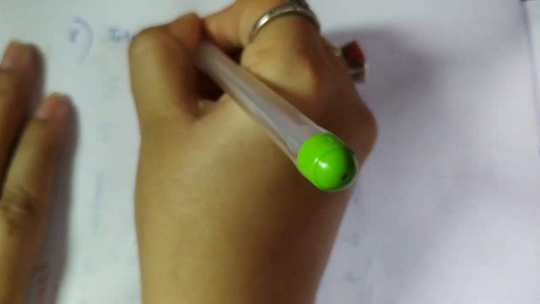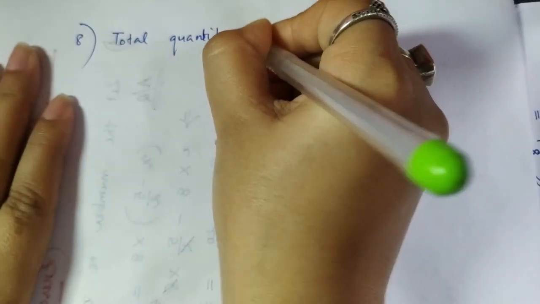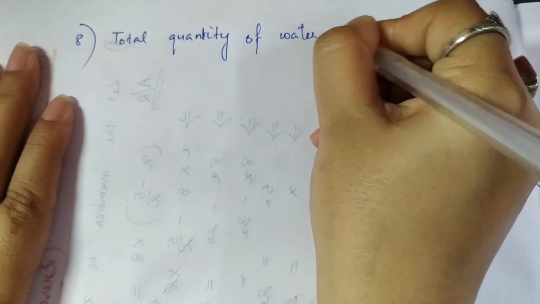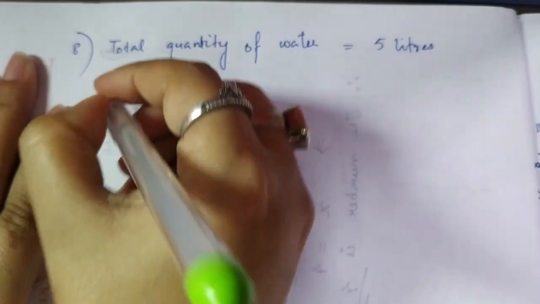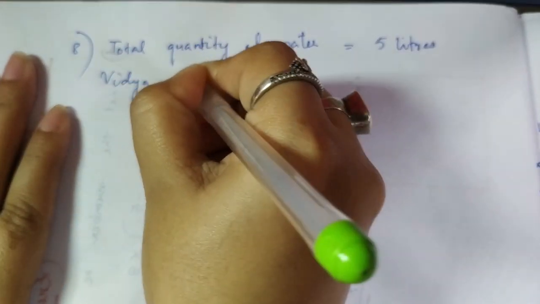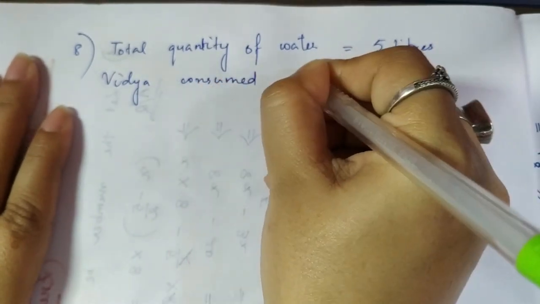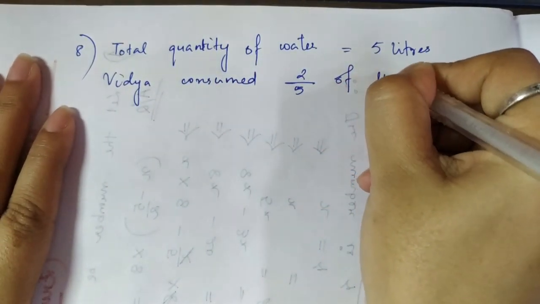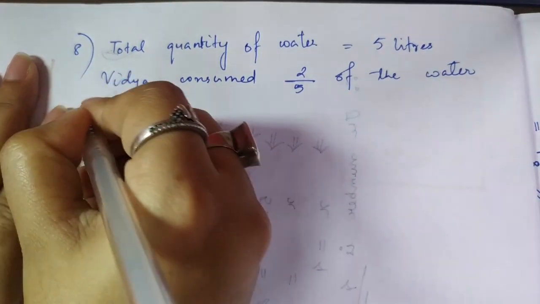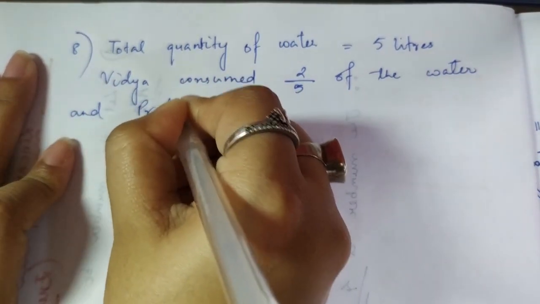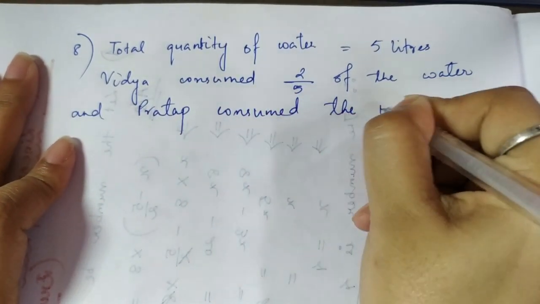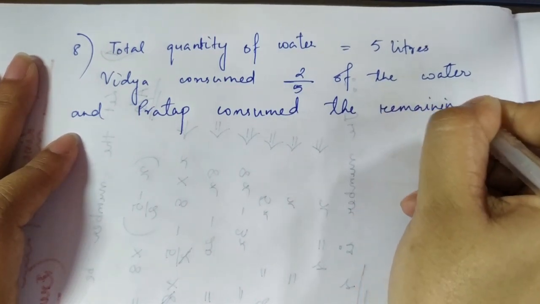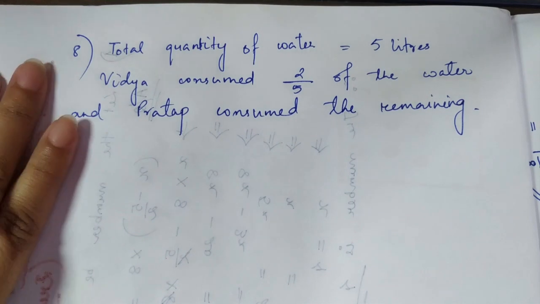So we will write down the things that are given. Okay, total quantity of water is how much? The mother packed how many liters of water? 5 liters. So the total quantity of water is 5 liters. Okay, and it is given that Vidya consumed how much? Vidya consumed 2 by 5 of the water, part of the water, and Pratap consumed the remaining. So this is why I have written it down. It's easier for our calculation. We don't have to look at the question every time.